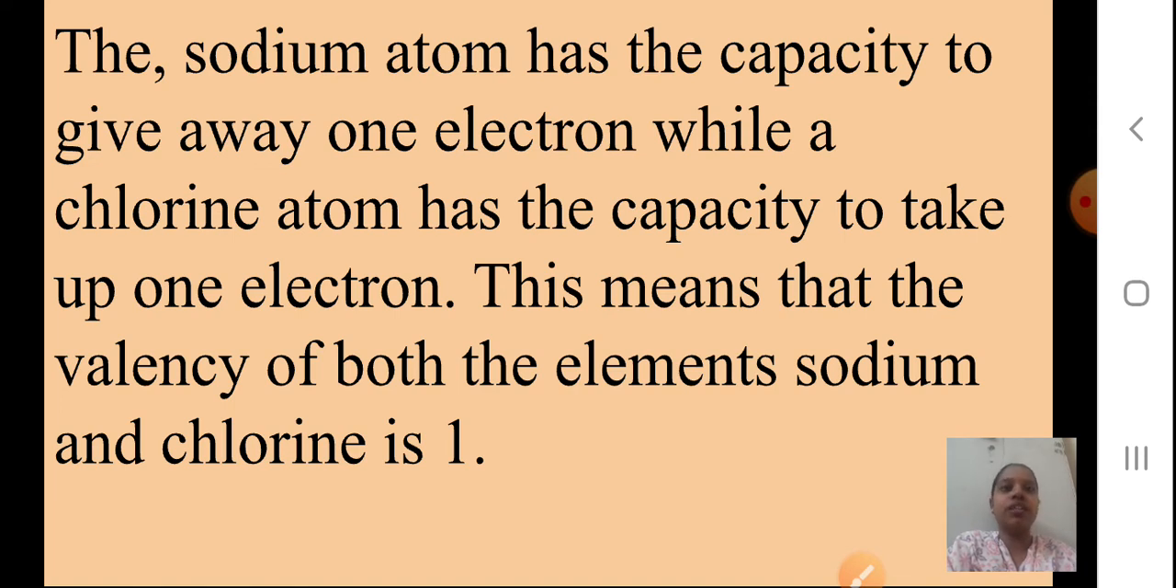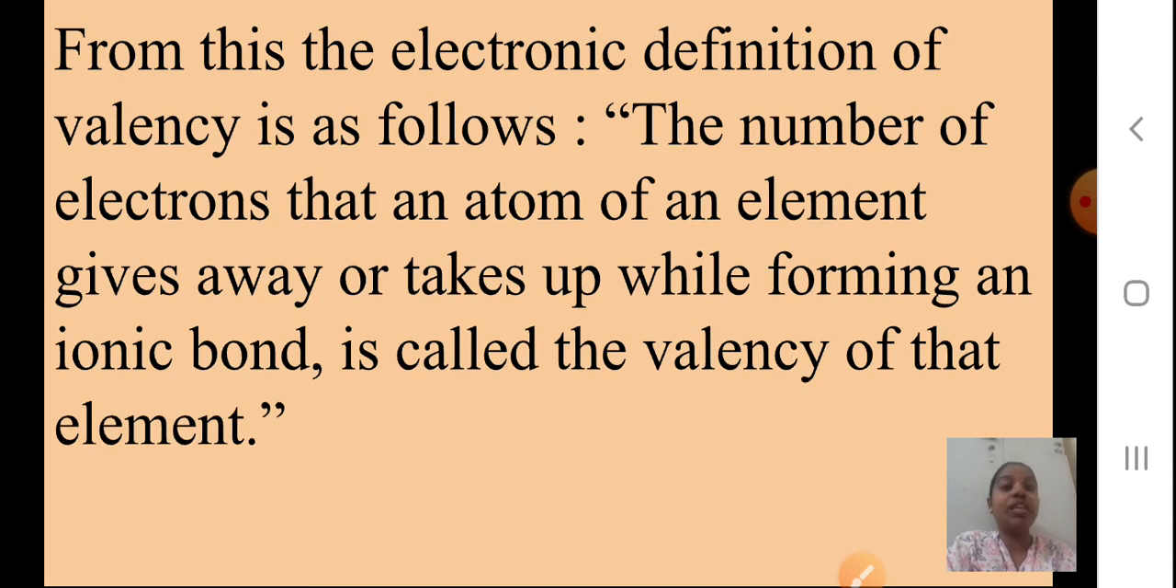Now see here. From this, the electronic definition of valency is as follows: the number of electrons that an atom of an element gives away or takes up while forming an ionic bond.